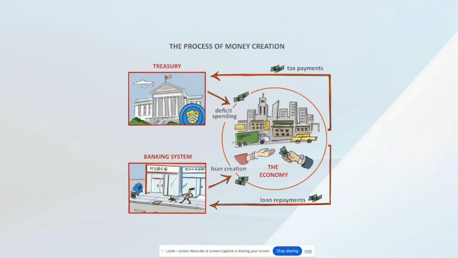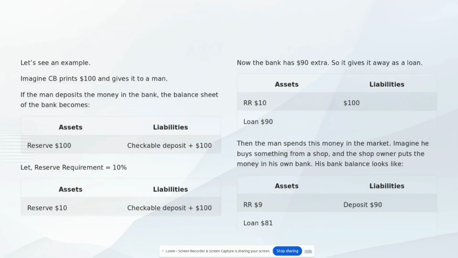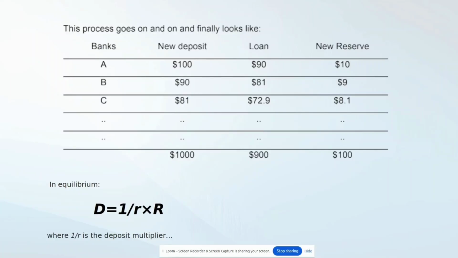So money is created by a huge process. Let's see an example. Suppose someone has $100 and gives it to a man, and the man deposits it in the bank. If the reserve ratio is 10%, then the bank has to give 10% of that deposit money to the central bank. That's how money is created. Here we have seen the deposit multiplier D is equal to 1 divided by R.